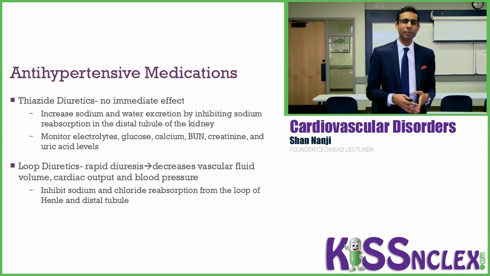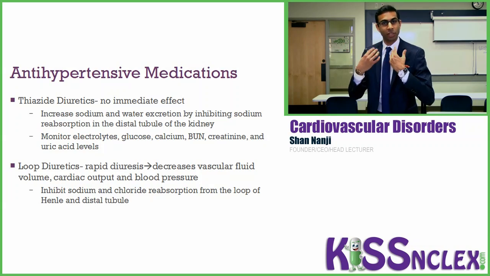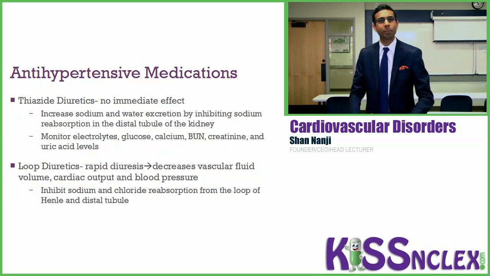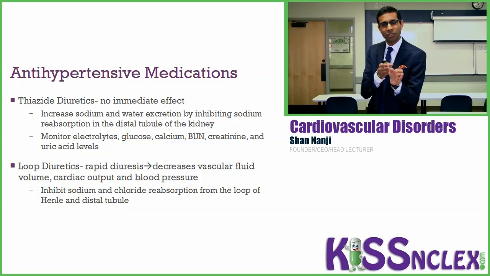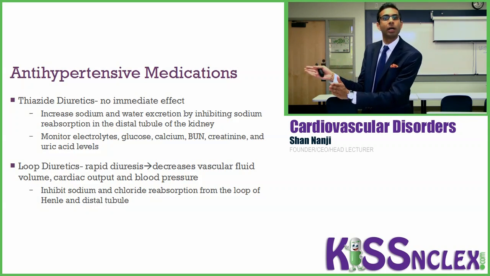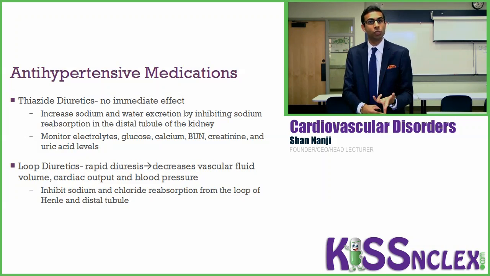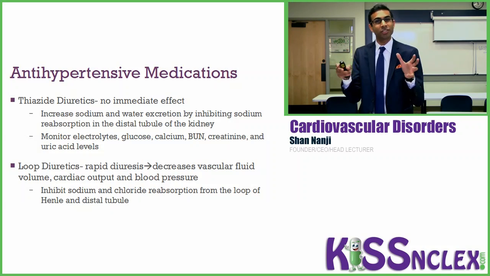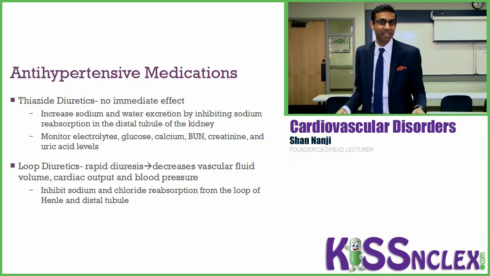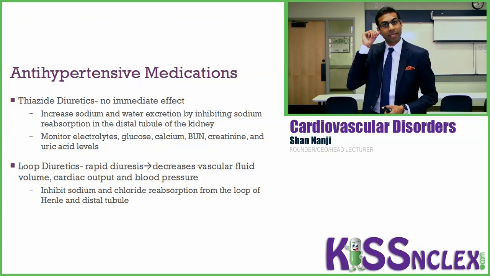And so anytime you're giving a diuretic, what's going to happen is they're going to have diuresis, right? They're going to start peeing, right? If they start peeing, what's going to happen? They're going to pee out things that they might need. So you want to make sure that they're not peeing out too much. So you got to monitor their electrolytes, make sure they're not wasting all their electrolytes. Monitor their glucose, make sure they're not losing all their glucose. Monitor their calcium. Okay, then you got to monitor their kidney function too, because these drugs affect the kidney. So you're going to monitor their BUN and creatinine levels, and also the uric acid levels.